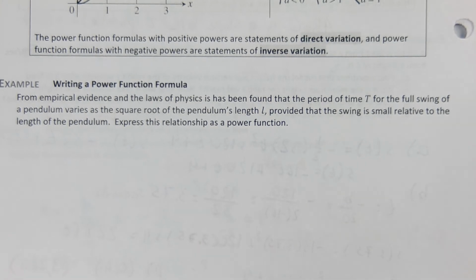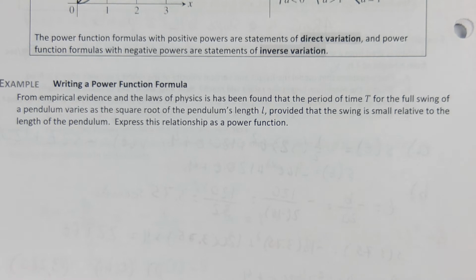From empirical evidence and the laws of physics, it has been found that the period of time T for the full swing of a pendulum varies, and when we say varies, we mean varies directly, as the square root of the pendulum's length, provided that the swing is small relative to the length of the pendulum. Express this relationship as a power function. So we're not even solving for anything, we're just writing the model that we would use.